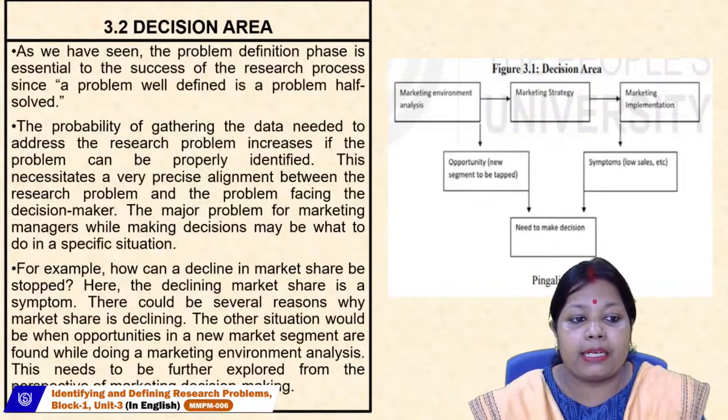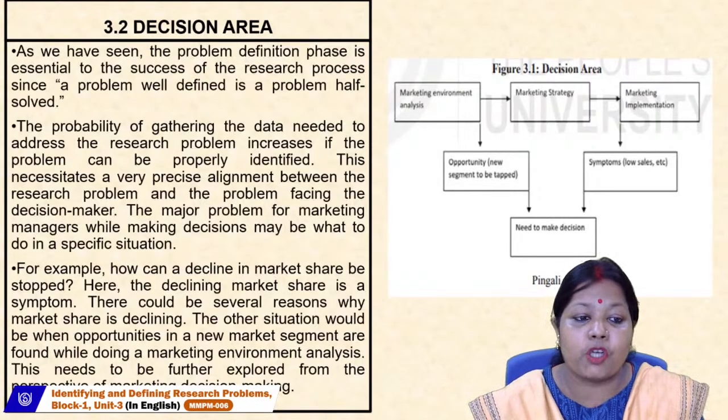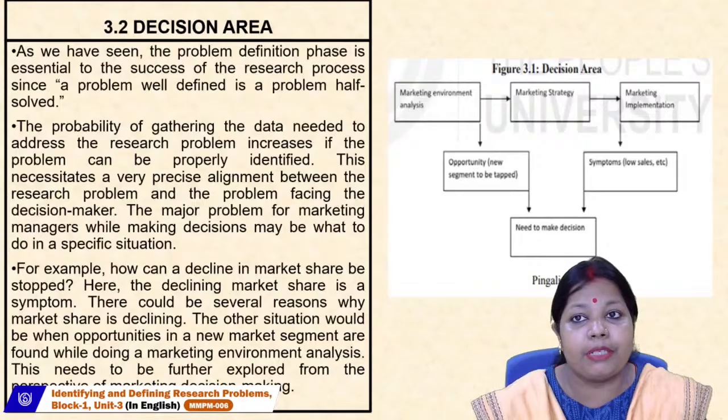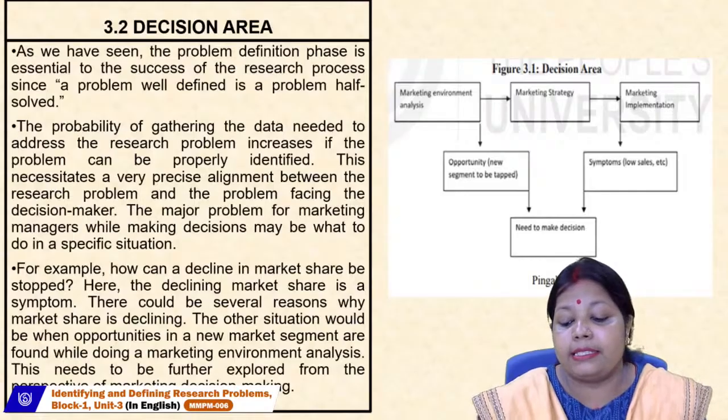So the major problem of marketing managers while making decisions may be what to do in a specific situation. It is a challenging one. For example, how can a decline in market share be stopped? Here, the declining market share is a symptom. There could be several reasons why market share is declining. The other situation would be when opportunities in new market segments are found while doing a marketing environment analysis. This needs to be further explored from the perspective of marketing decision making.